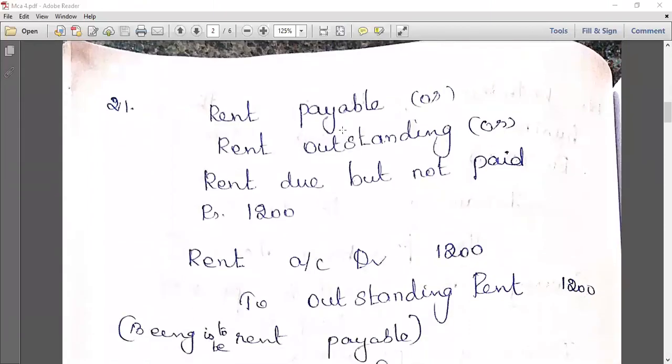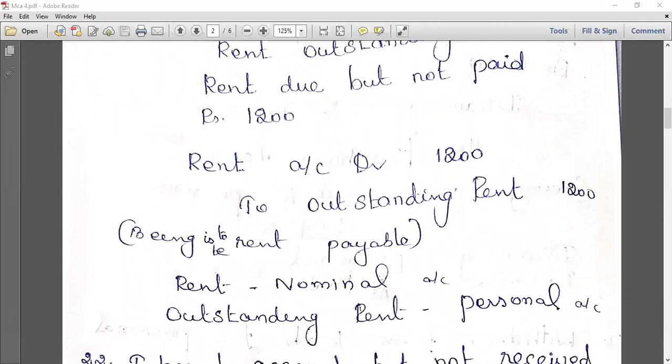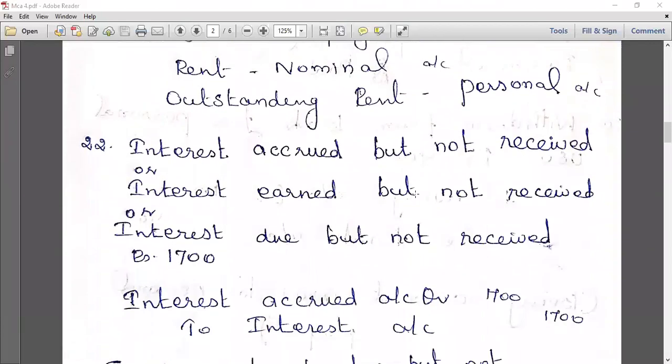Next, rent payable, rent outstanding, rent due but not paid, rupees 1200. It means we have to pay the rent. So rent account debit to outstanding rent. Rent is a nominal account and outstanding rent is a personal account.